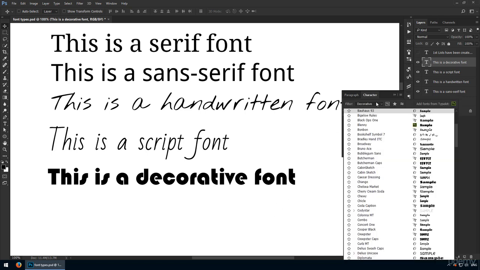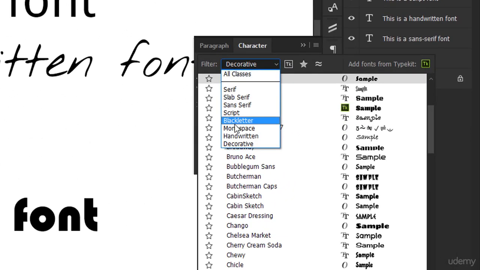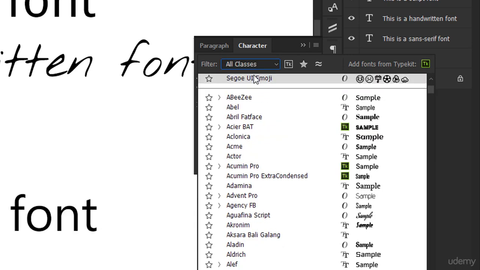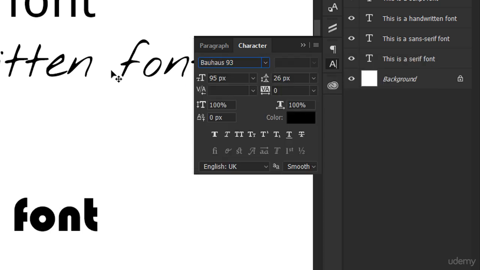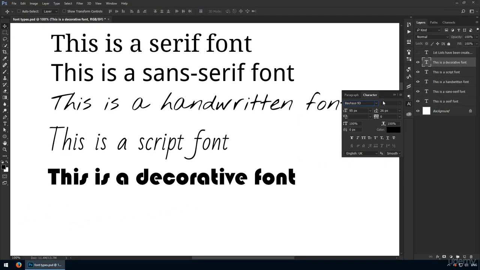Photoshop uses these classes I just mentioned, and you can find them in the character panel by clicking here. Thus, you can look for a specific type of font, so you'll cut down all the other ones that don't fit that class. Please note that as you browse around various typeface galleries, you're likely to find other categories, but the basic ones are the same everywhere: serif, sans serif, handwritten, script/stroke calligraphy.